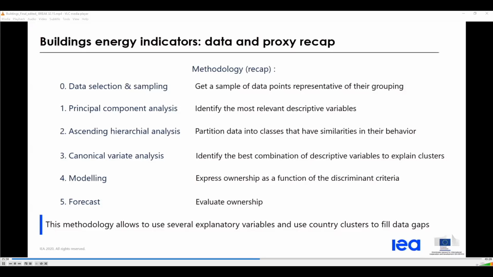Once we have this relationship defined, then we can use our projections of, say, electricity access rates, of urbanization, of GDP per capita, feed all this information in, calculate our discriminant criteria, then take the discriminant criteria, put it into our curve equation, so our S-curve equation in this case, and then that will give us a forecast of the ownership of the activity variable.